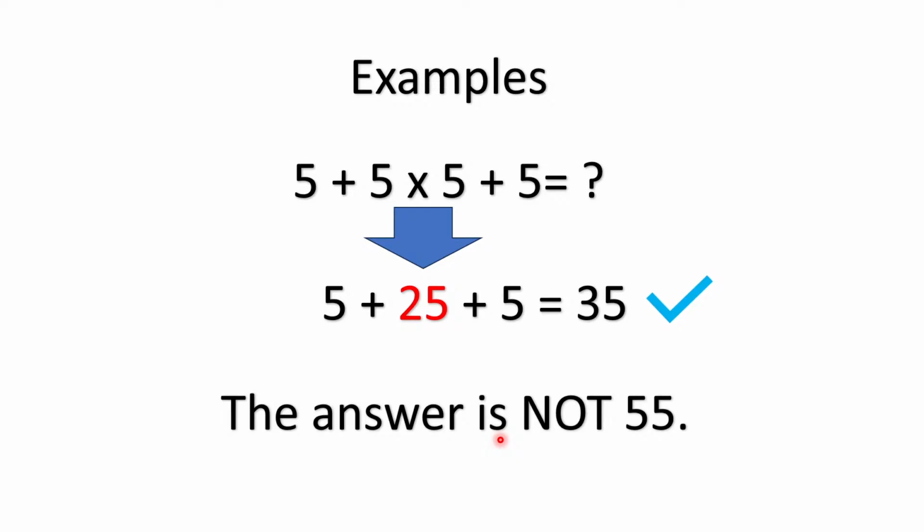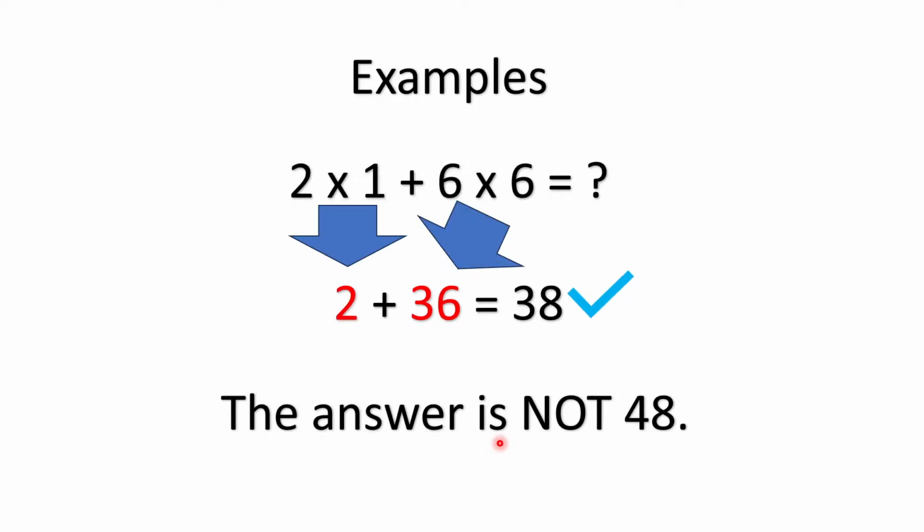This one here, 5 plus 5 times 5 plus 5. The correct answer here is, again, multiplication first. So 5 plus 25 is 30. 30 plus 5 is 35. The answer here is not 55. The answer is 35.